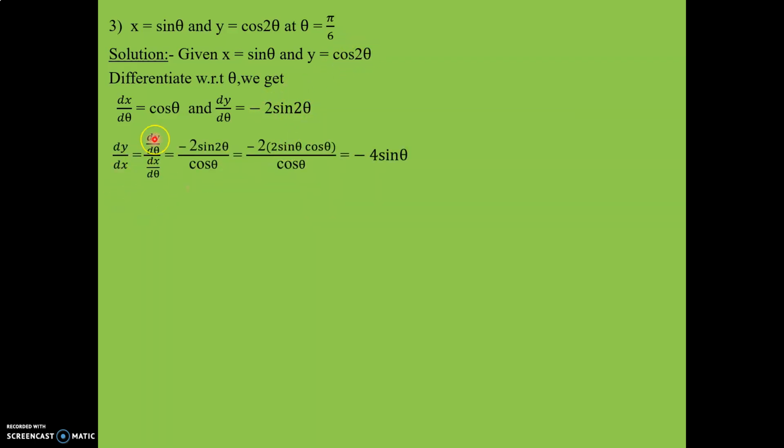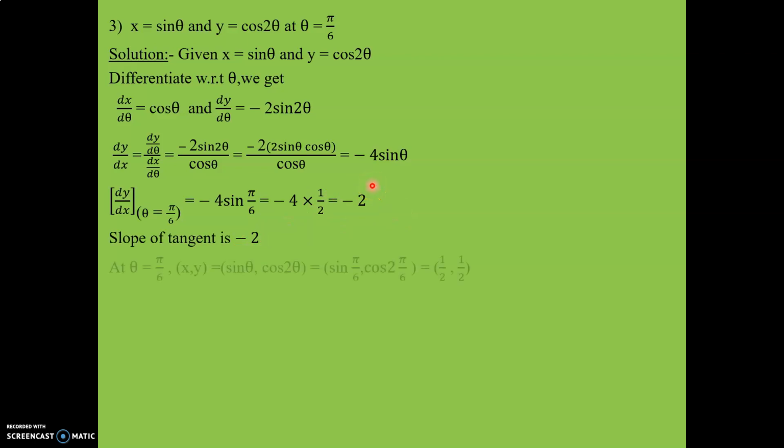So dy upon dx is equal to dy upon d theta divided by dx upon d theta. Substituting these values, minus 2 sin 2 theta upon cos theta, that is minus 2 into, sin 2 theta value is 2 sin theta into cos theta. Then cancelling this cos and this cos, we will get minus 4 sin theta. Now at the point theta equal to pi by 6, minus 4 sin pi by 6 is equal to minus 4 into 1 upon 2, that is equal to minus 2. So slope of tangent is minus 2.